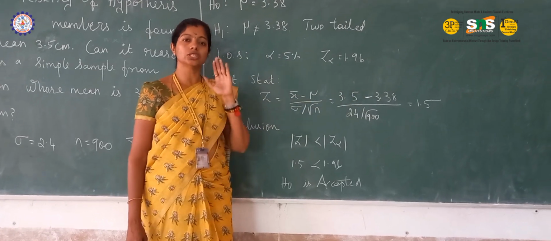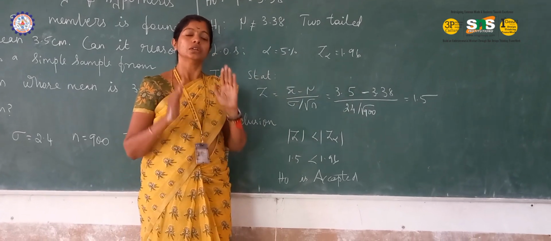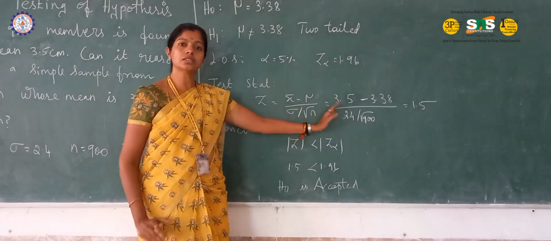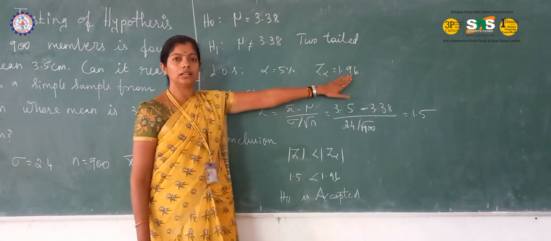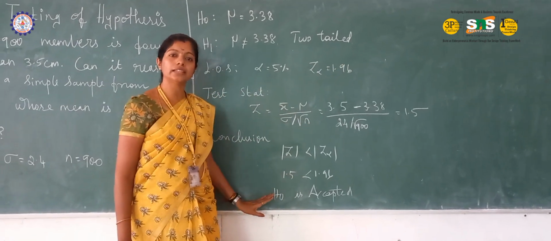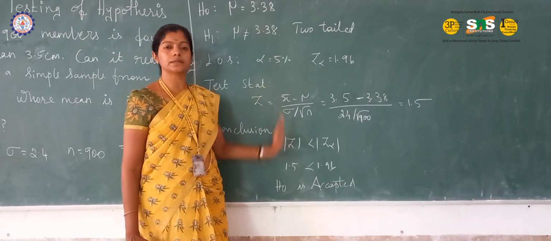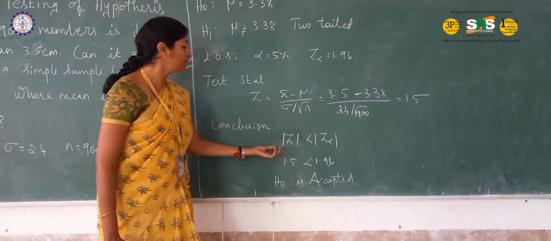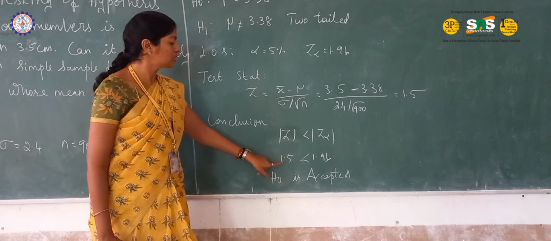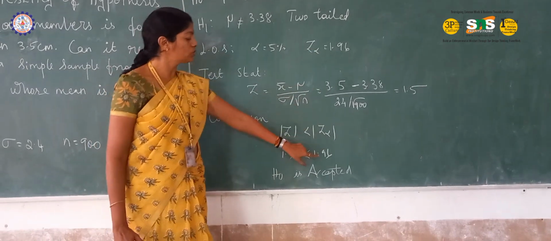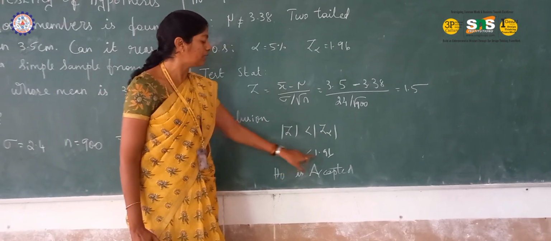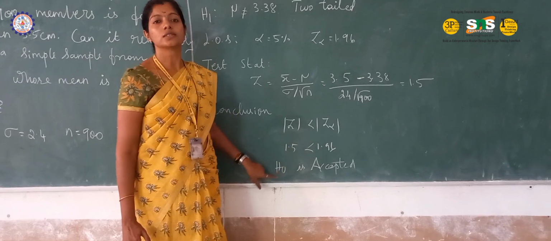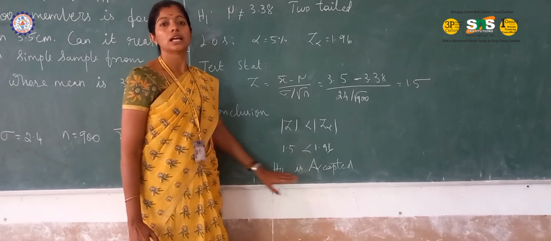Always we should know that the calculated value should be less than the table value. If it is less, we can write that H0 is accepted, otherwise we have to write that H0 is rejected. So for this problem we write that the Z value is 1.5 and the table value is 1.96. When we compare, we get the less than symbol. So we can write here that H0 is accepted.